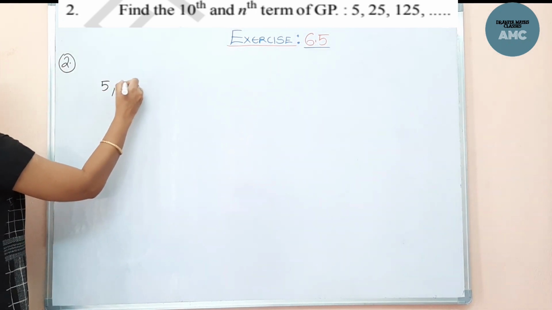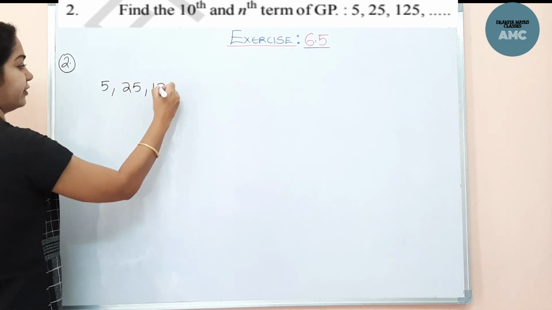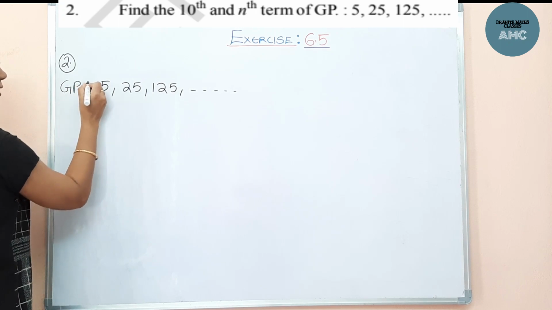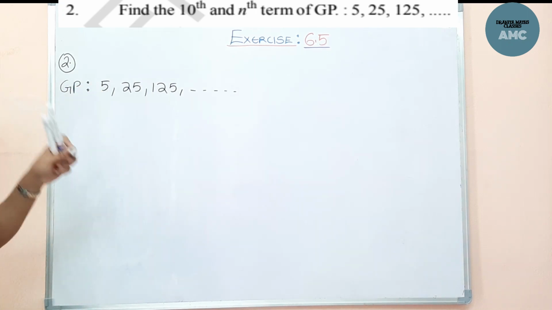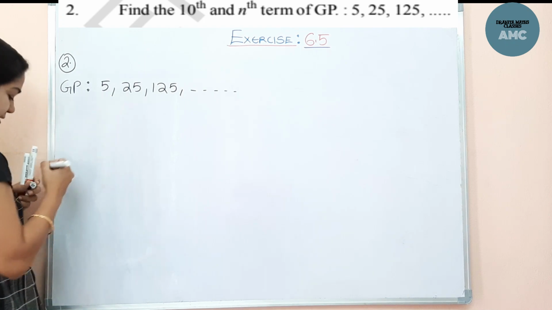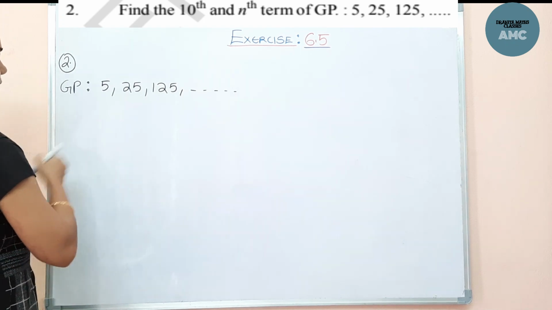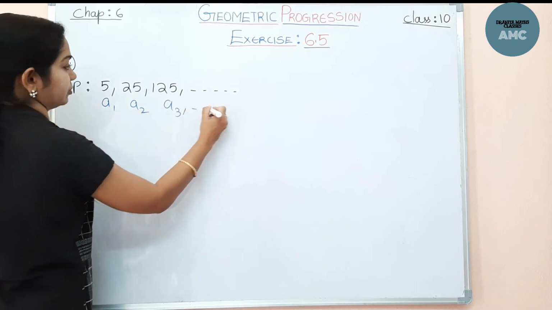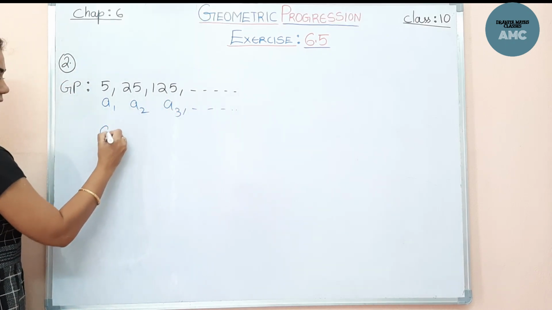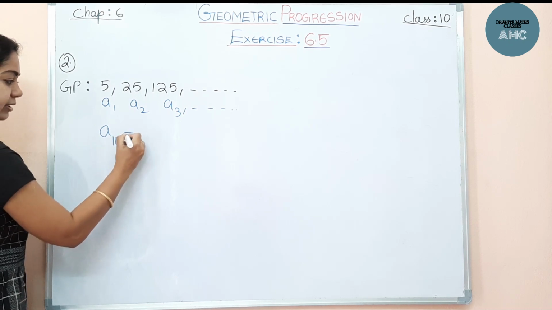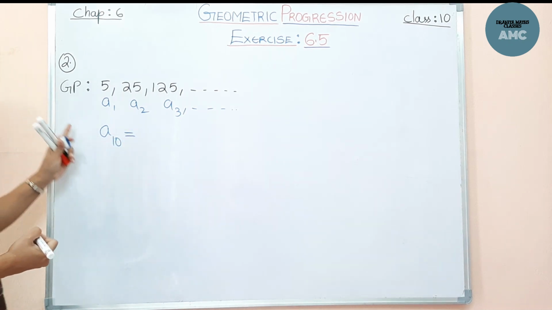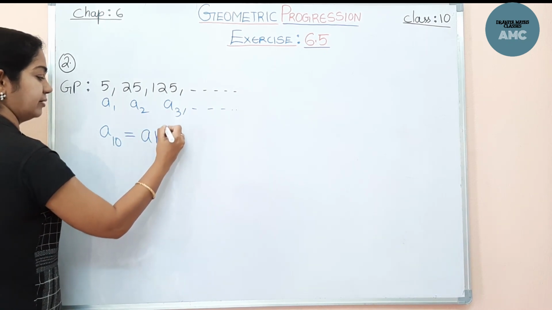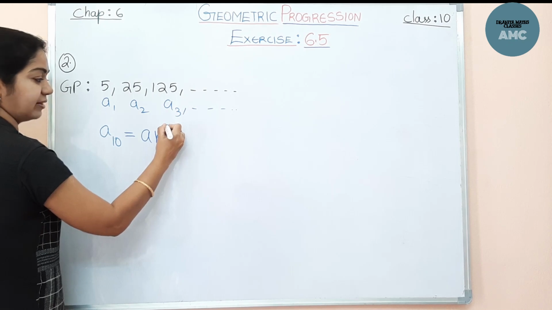So 5, 25, 125 is the GP given. For this GP, we have to find out the 10th term as well as the nth term. So let me write down here. These are A1, A2, A3, and so on. So I want the 10th term, A10. A10 in GP is A, R to the power of 10 minus 1, that is 9.